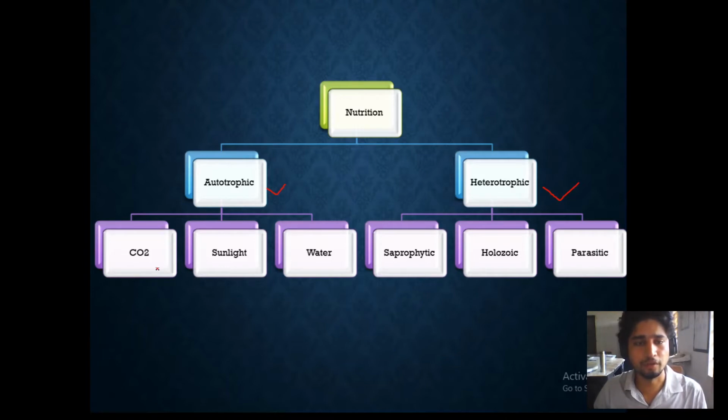In autotrophic nutrition, we know that plants are able to utilize light energy, carbon dioxide and water to perform photosynthesis, and using photosynthesis they are able to make food. What are the other organisms that are able to make their food? You are going to find out.